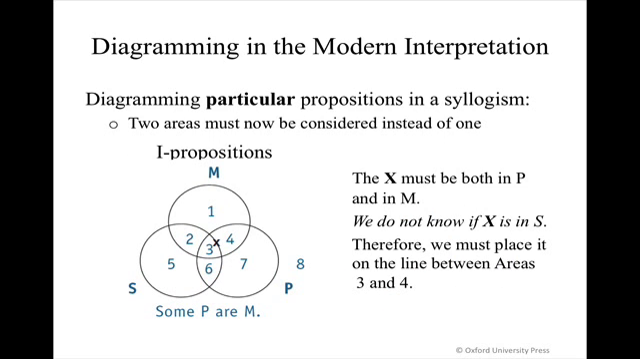Now let's talk about how we diagram a particular claim. So let's take a look at the I proposition. In this case, it's the major premise, some P are M. Now off to the side here, I am going to try and get my pen to work. Here we go.